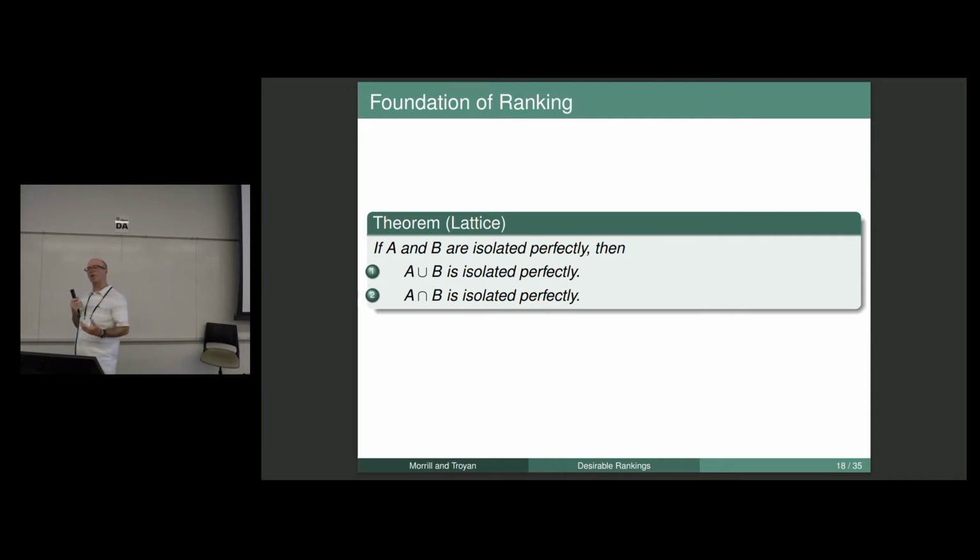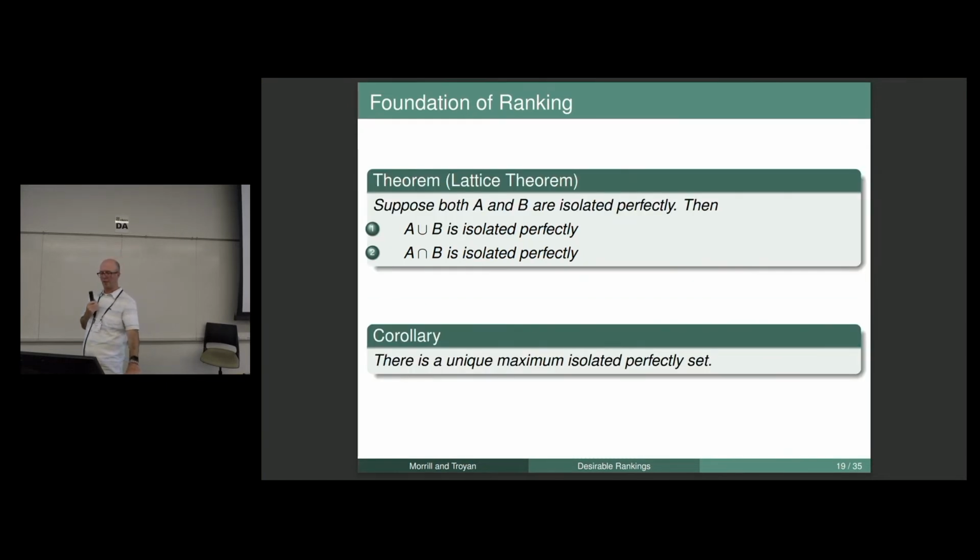So I'm a sucker for lattice results and pigeonhole results, and we actually have a nice one of both. Which is to say that the union of two IP sets is going to be an IP set, as is the intersection. It's such a short and fun proof that I want to do it. But the main point for us is that this is how we're getting this unique ranking, because an immediate corollary means there's a unique maximum IP set.